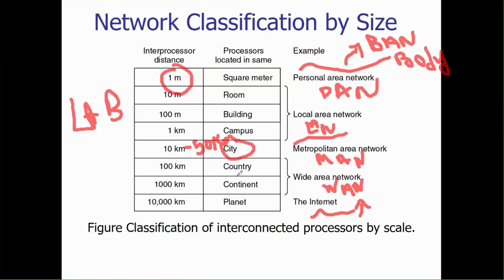But again, you say, why do we care? Why do we need to classify them? Because if you are a PAN, what will change? What will change between a PAN, a LAN, a MAN? From the components of communication that I've talked about before, what will change from one to the other?